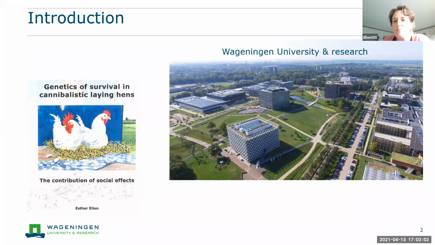Okay, so I'm a researcher at the Animal Breeding and Genomics of Wageningen University and Research. And on the picture right, you can see the campus of Wageningen University and Research. It's a really nice campus, but unfortunately, I'm still working from home for already more than a year. But hopefully in some time period, we can work again on this nice campus.